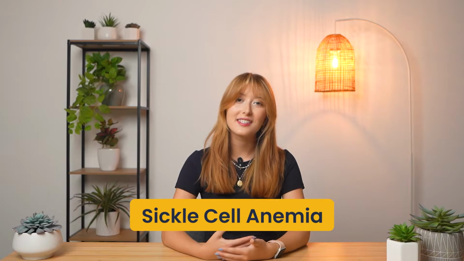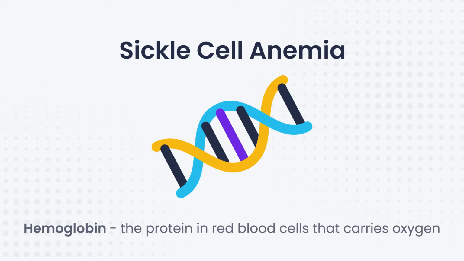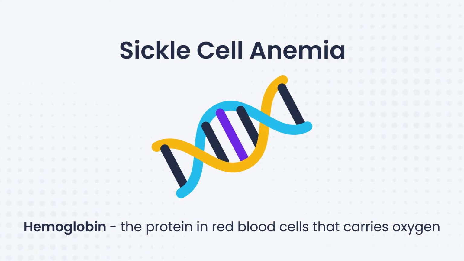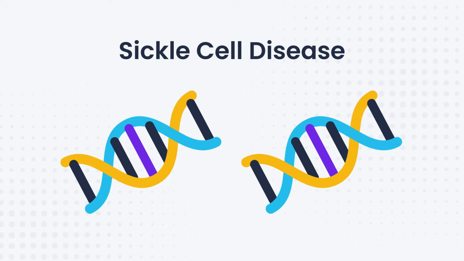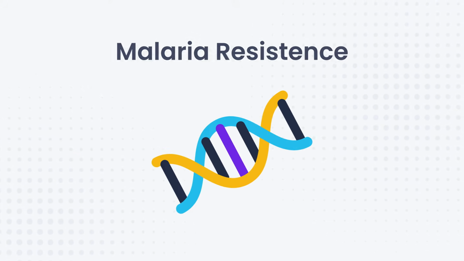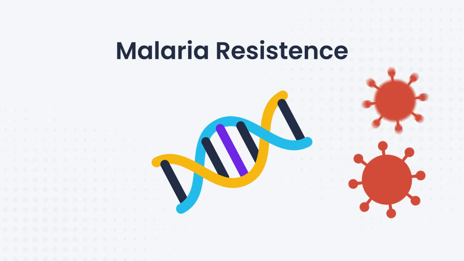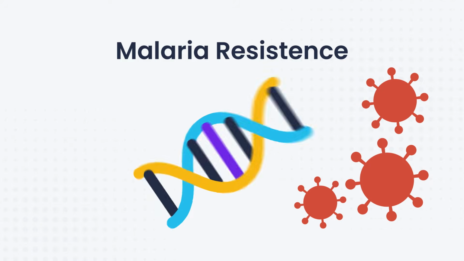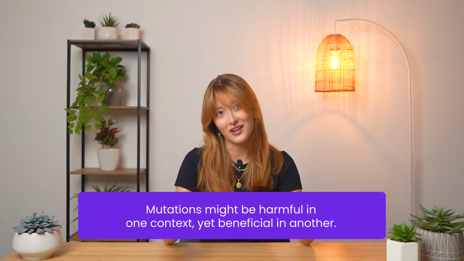For example, let's look at sickle cell anemia. This disease is caused by a single point mutation in the gene that codes for hemoglobin, the protein in red blood cells that carries oxygen. In individuals who inherit 2 copies of the mutated gene, the result is sickle cell disease, which can be life-threatening. But in individuals who only inherit 1 copy, this mutation provides resistance to malaria, a deadly disease transmitted by mosquitoes. In regions where malaria is common, natural selection has favored this mutation because it helps people survive and then reproduce. This is a perfect example of how mutations aren't always bad. Their impact depends on the environment. What might be harmful in one context could be beneficial in another.